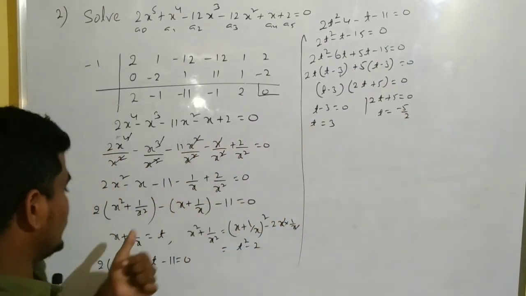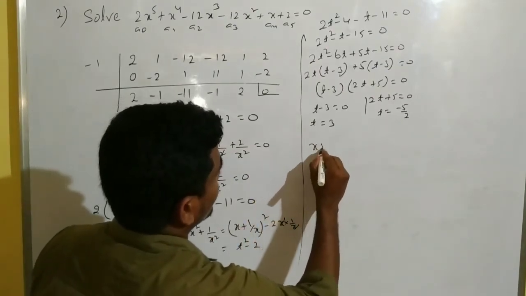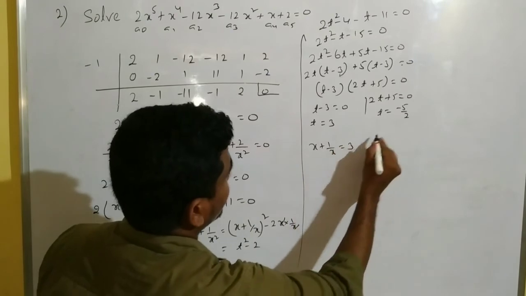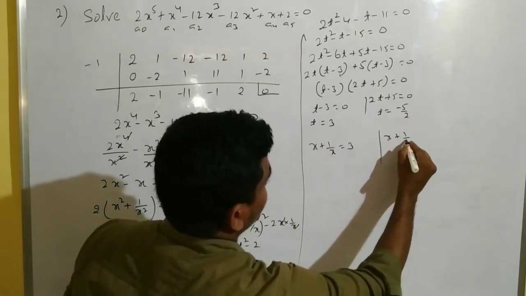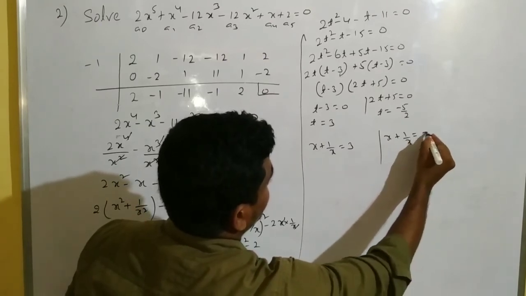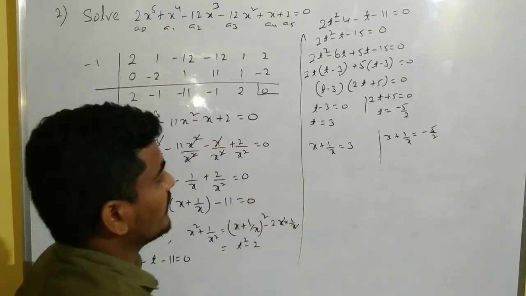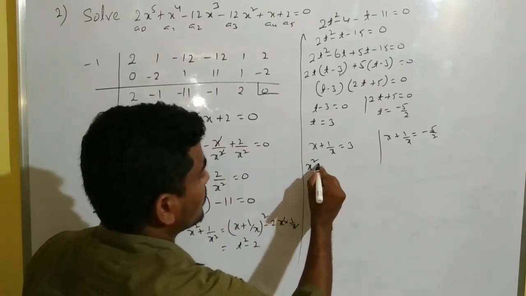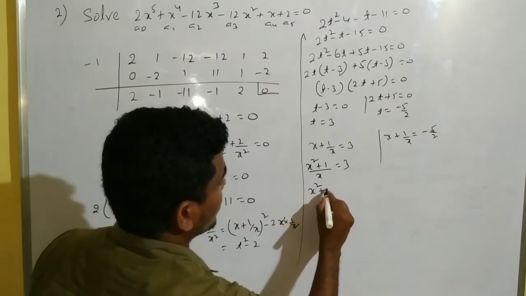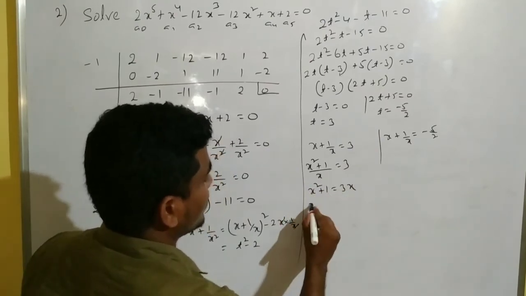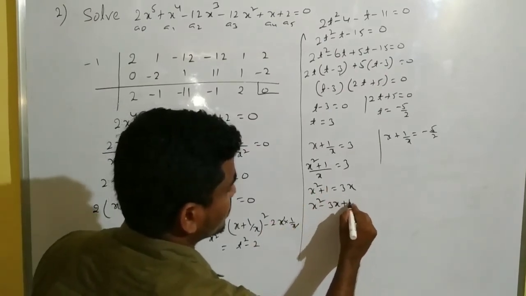Next, what is the t value? x plus 1 by x, that we have to substitute. x plus 1 by x equals 3, and next x plus 1 by x equals minus 5 by 2. When you simplify here, x square plus 1 by x equals 3, x square plus 1 equals 3x, when you send 3x to the left side, x square minus 3x plus 1 equals 0.